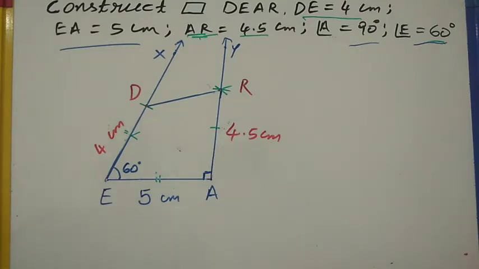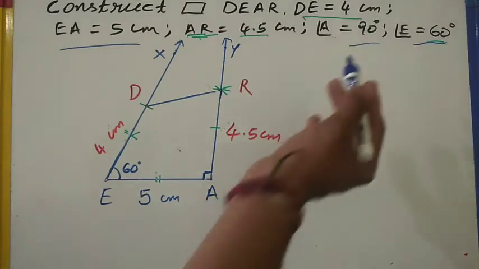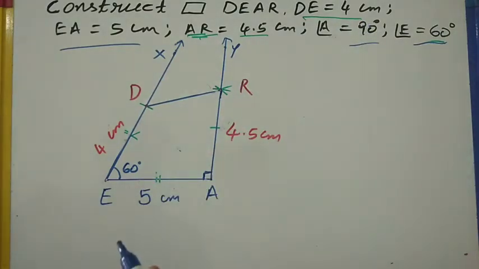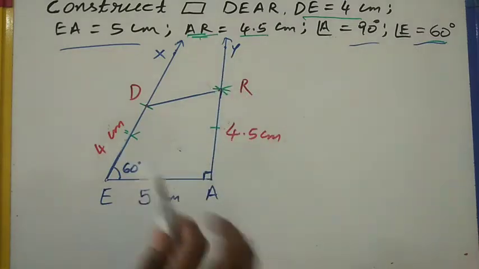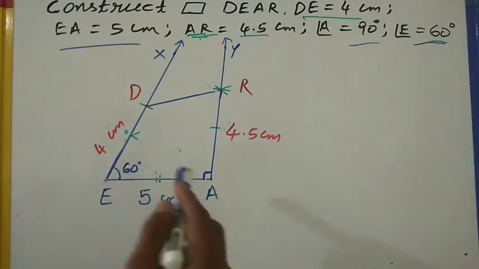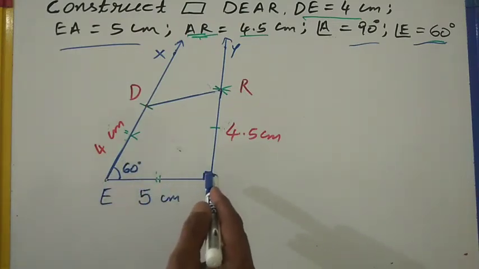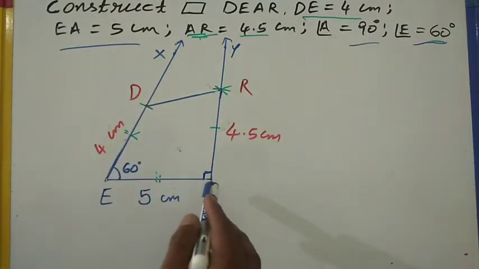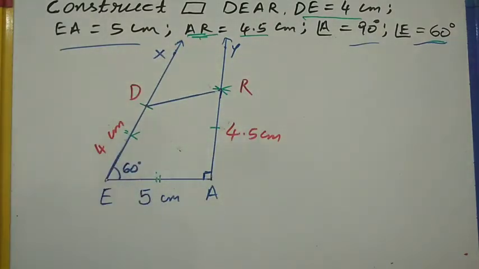Step 2, construct an angle of 90 degrees using either pair of compasses or protractor. Okay, choice is ours. So, using a pair of compasses, construct AY ray making an angle of 90 degrees. Okay. So, angle EAY being 90 degrees, I have constructed a ray AY. Then construct a ray making an angle AEX as 60 degrees. This is the step 3.